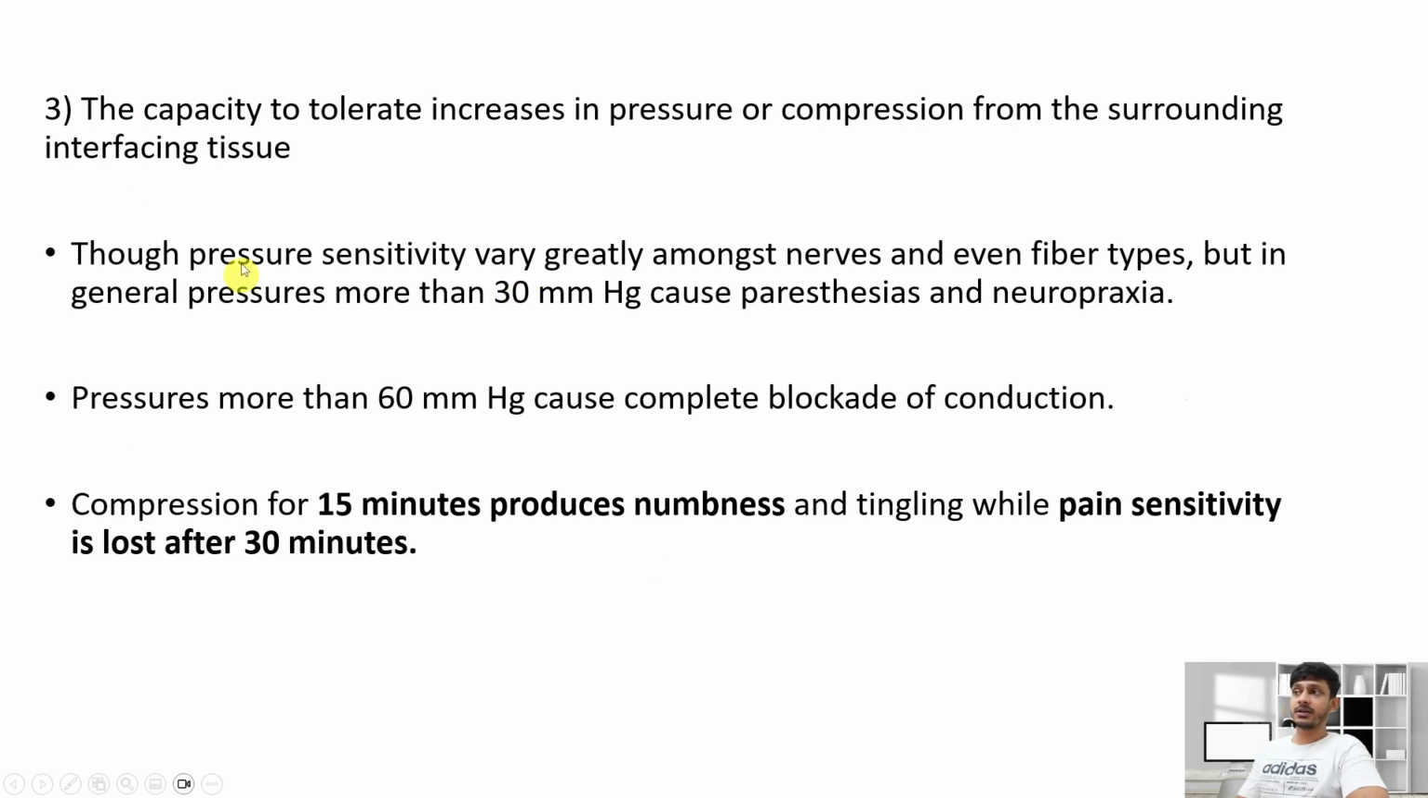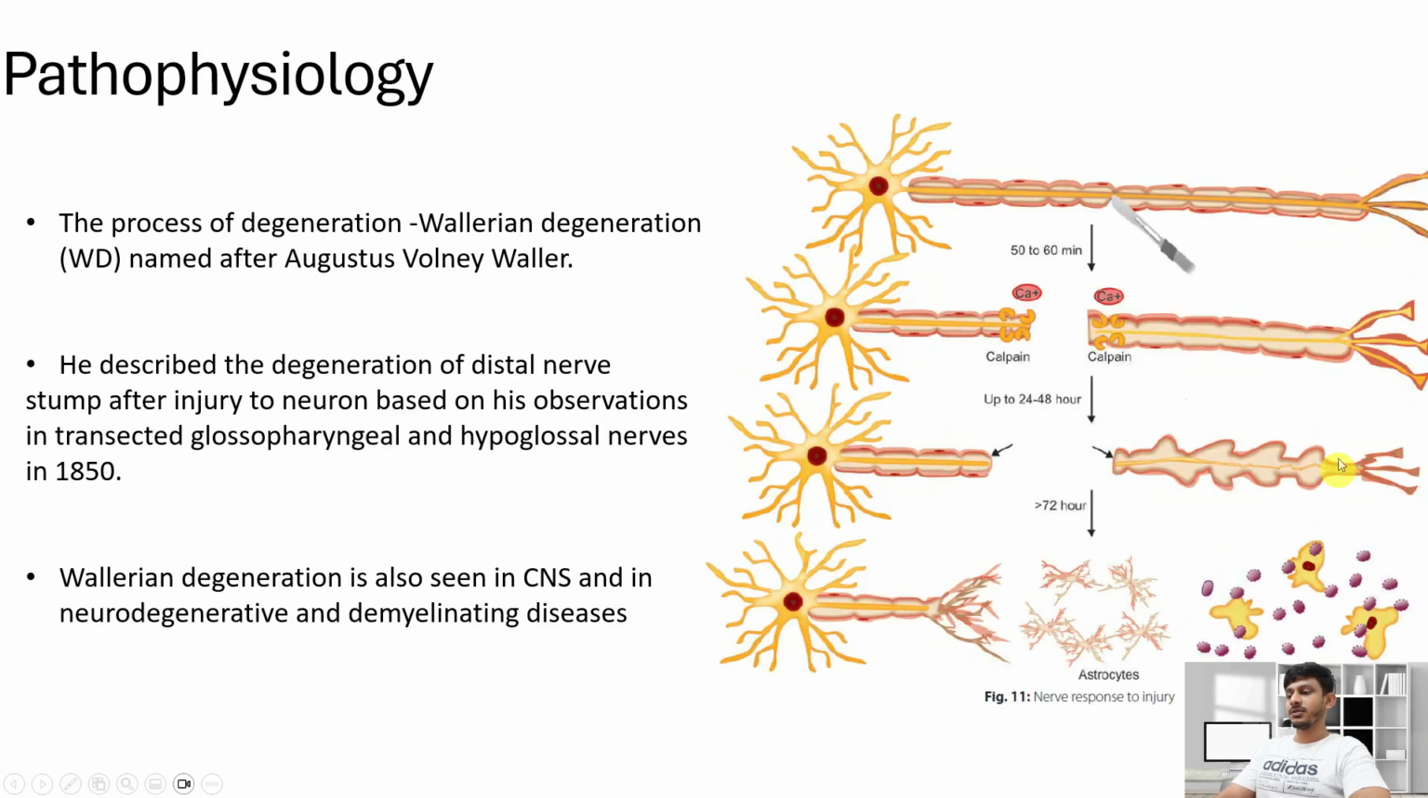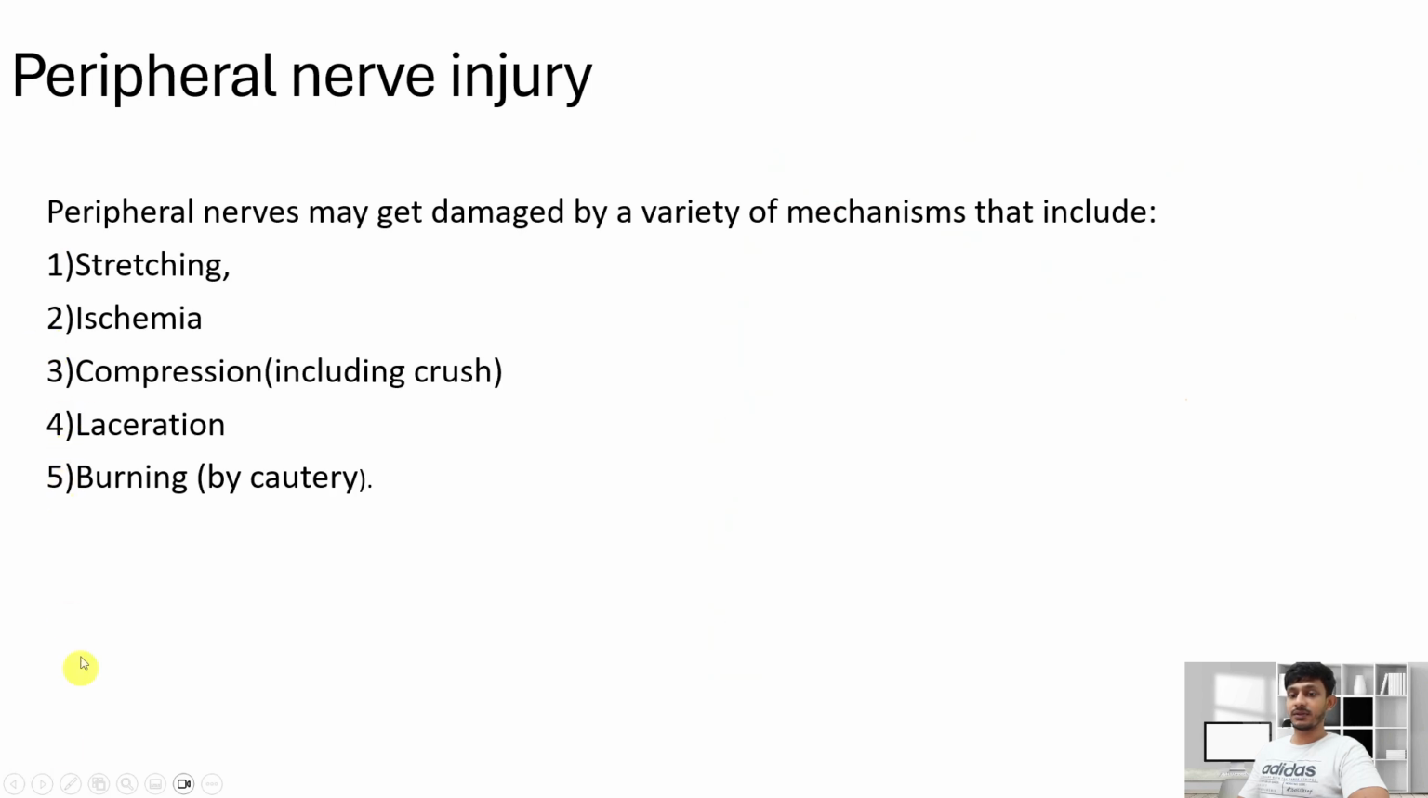And it also has the ability to tolerate increases in pressure. So pressures more than 60 mm Hg cause complete blockade of conduction. But the nerves can generally tolerate pressures of up to 30 millimeters of mercury. Greater than 30 millimeters of mercury usually causes paresthesia and neuropraxia. So more than the pressure, the duration of the pressure is important. For about 15 minutes, it produces numbness and tingling, while sensations begin to reduce after about 30 minutes. So the nerves are injured in various ways: stretching, ischemia, compression, lacerations, or even during burns.